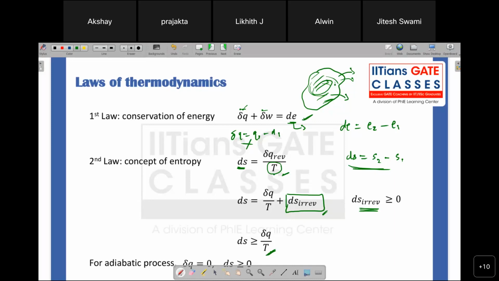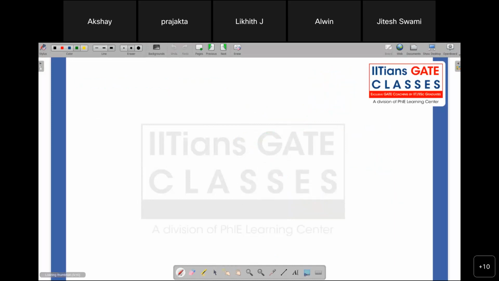So to arrive at an isentropic relation, we understood the basic concepts of all the thermodynamics ideas. So now I will quickly give you an expression through which I can arrive at the isentropic relation. That is nothing but ds is equal to delta q divided by T plus ds irreversible.